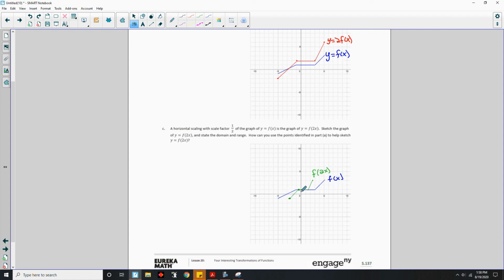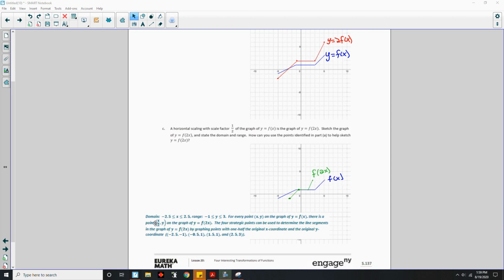So f of 2x, let me see, how could we say that? So what we can say is the domain goes from -2.5 to 2.5. That's our domain, that's our x values. The range stayed -1 to 3. For every point x, y in the graph of y equals f of x, there is a point x divided by 2, comma y on the graph of y equals f of 2x.